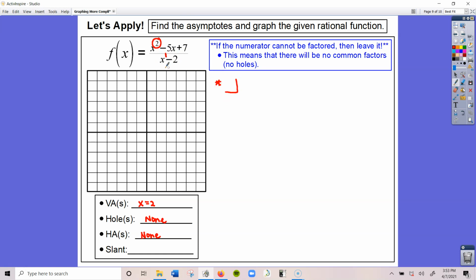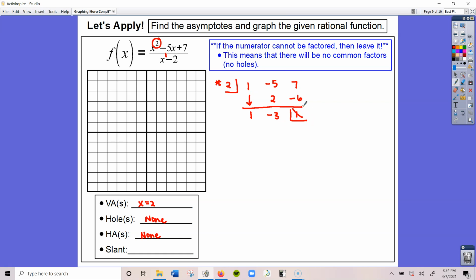Whatever is in the denominator, you're going to solve for 0, which is 2, and put it in the box. Then we write the coefficients that are in the numerator. We have 1, negative 5, and 7. Bring down the 1. 1 times 2 is 2. Negative 5 plus 2 is negative 3. Negative 3 times 2 is negative 6, and we end up with a remainder of 1.